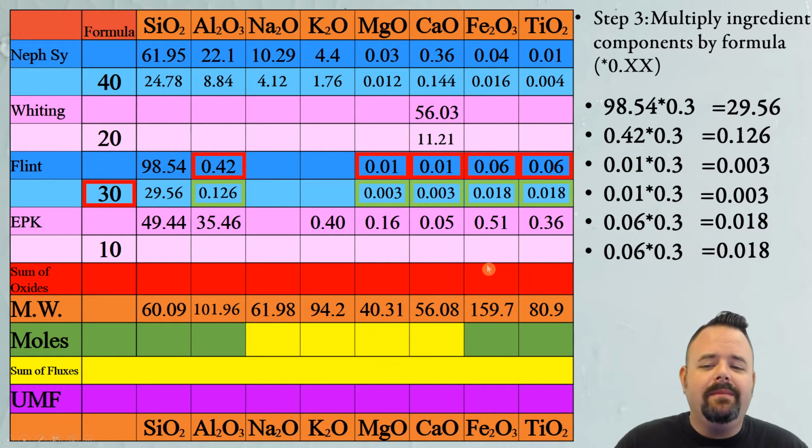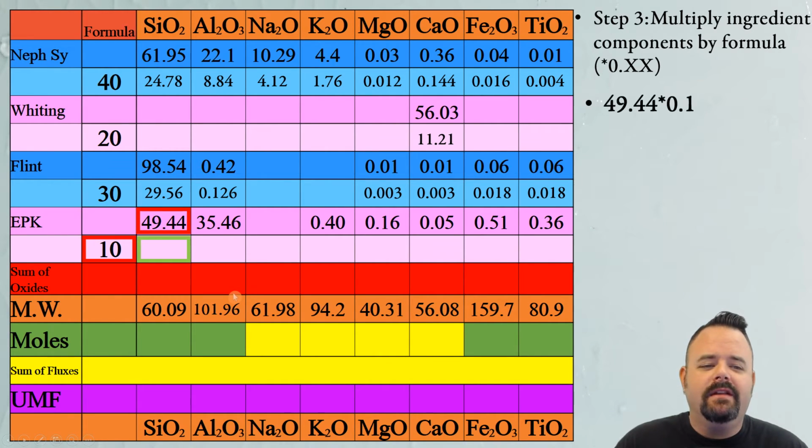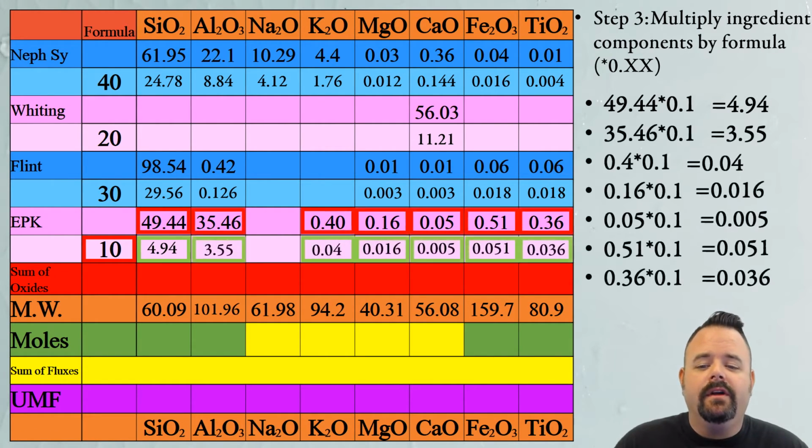We're then going to go down to EPK, okay, which again is 10% of the formula, so 49.44 times 0.1 equals 4.94. 35.46 equals 3.55, so on and so forth down the line. Okay, makes sense. So now we've got the percentage of each of the individual oxides in each of the materials.